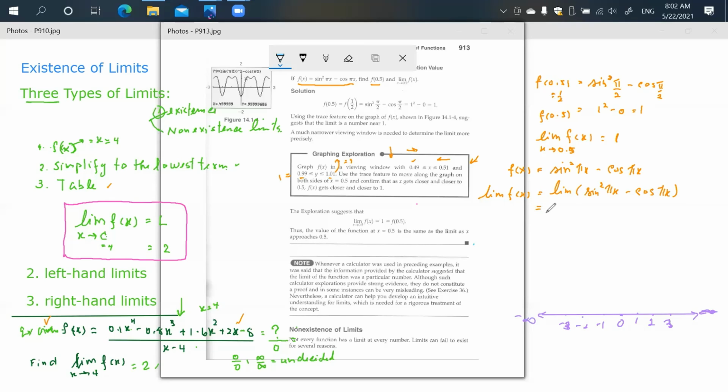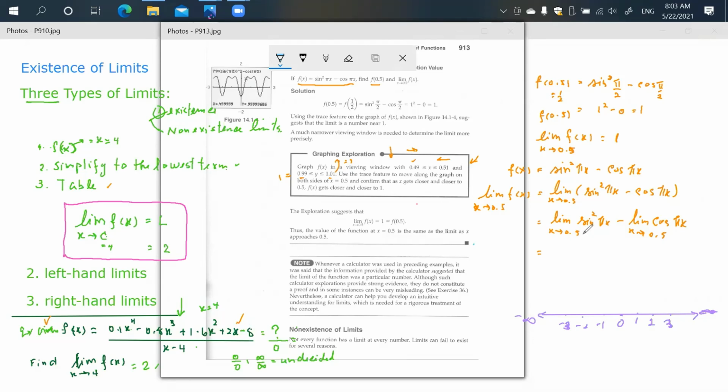Then use the property of limit. How to do? You have to write this one also, x approaches 0.5. This one is really important. You have to write it every time, okay? x approaches 0.5. Okay. So now expand it, right? It becomes limit of sine pi x squared when x equals 0.5, minus limit of cosine pi x when x equals 0.5.